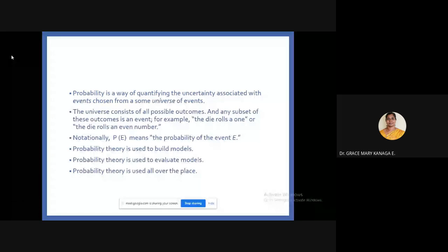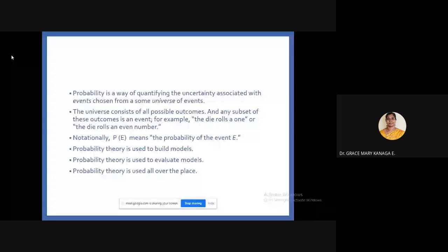Everyone might have studied probability already, right? For example, when tossing a coin, what's the probability of occurrence of head or tail? Based on that, we take some decision. The universe consists of all possible outcomes, and any subset of these outcomes is an event. For example, the die rolls one, or the die rolls an even number.